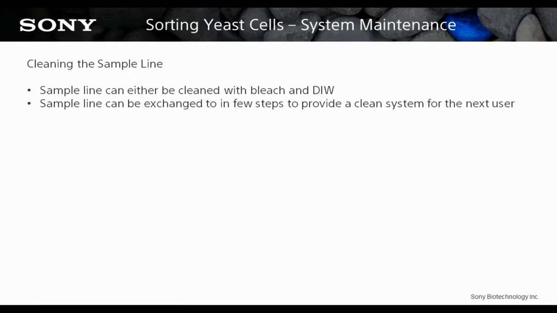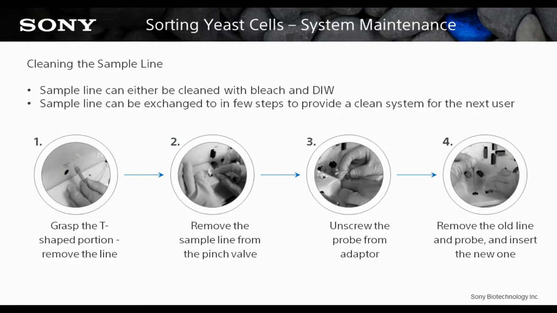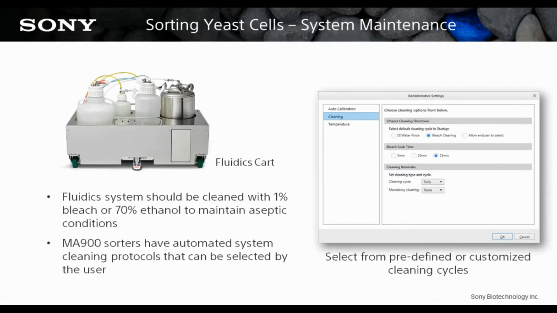Once you've completed a yeast sort, it is time to clean the instrument to prepare it for the next user. If your instrument is used only for yeast, a simple bleach and water should suffice. However, in a multi-use scenario, it may help to completely isolate the sample path between yeast and mammalian samples. On Sony MA900 cell sorter, for example, it takes only a few minutes to switch from one sample line to another to prevent any chance of cross-contamination.